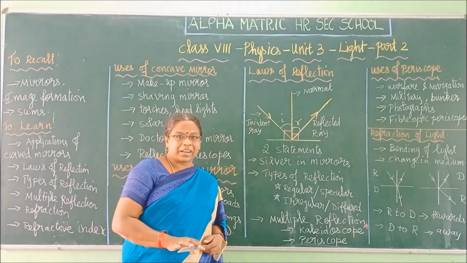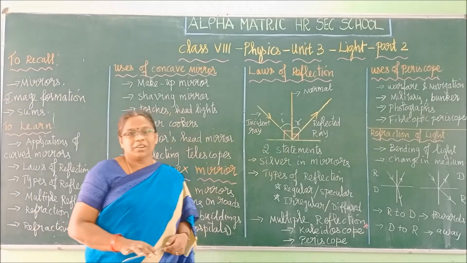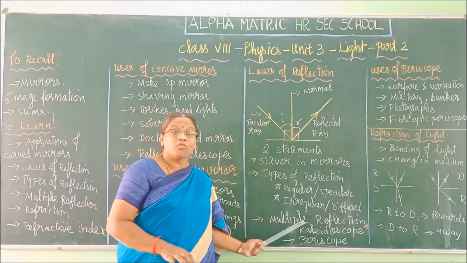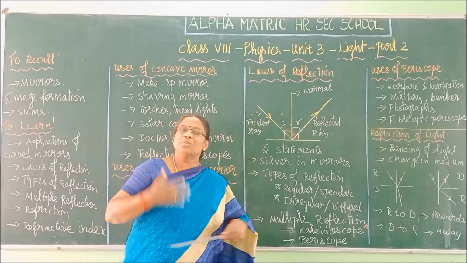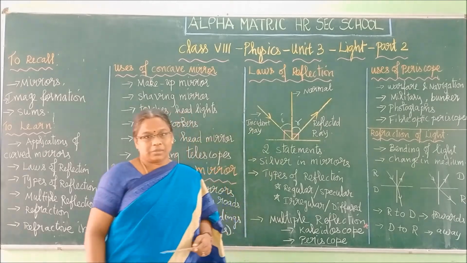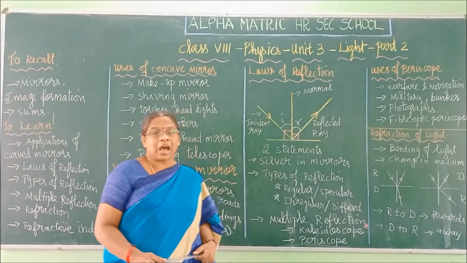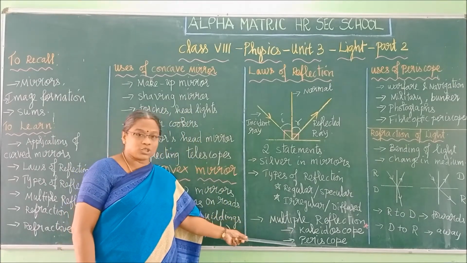Now children, we have seen the activity. I hope you observed it in a very careful way. We are going based on that principle of multiple reflection, a reflection which happens multiple times. So two instruments can be constructed: the kaleidoscope and the periscope.